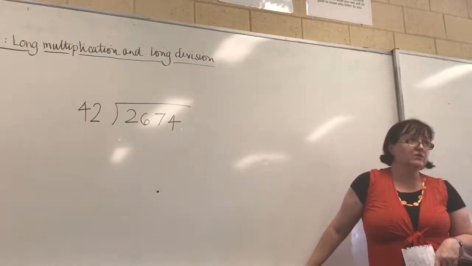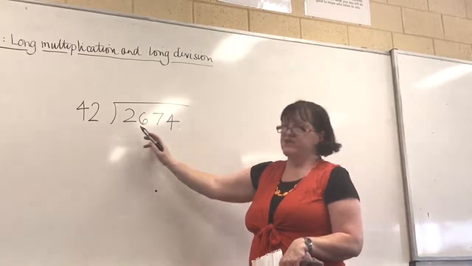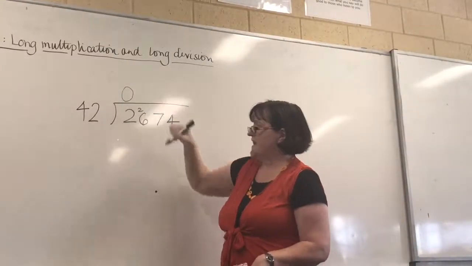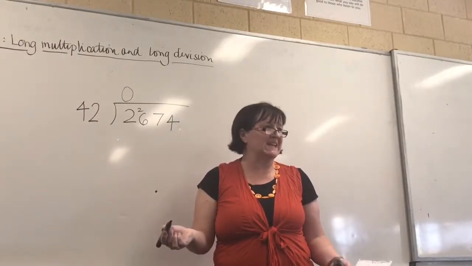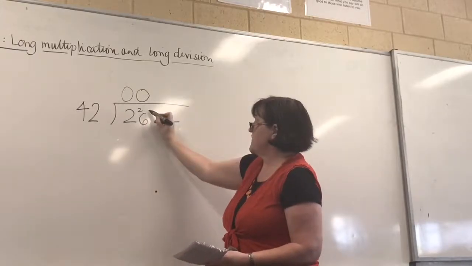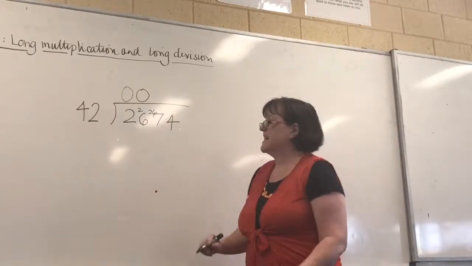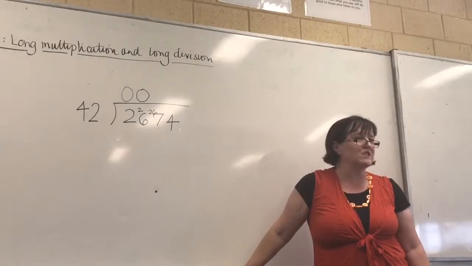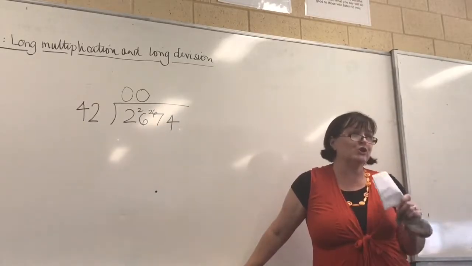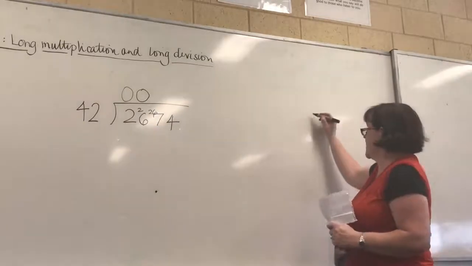Now, with this one, 42 into 2, can't do it, can you? So you'd move that across to there. 42 into 26. Can't do that either, can you? So you'd move the 2 and the 6 over. So now we've got to work out how many 42s there are in 267. Oh boy.